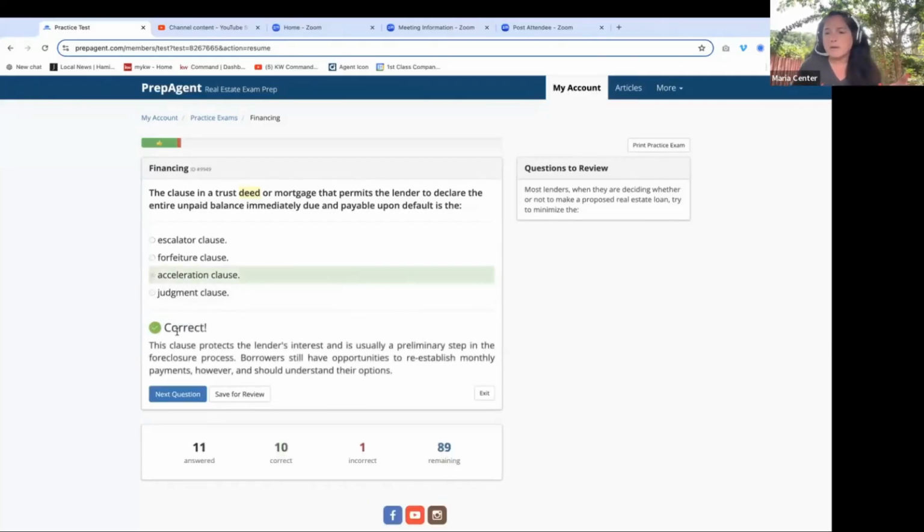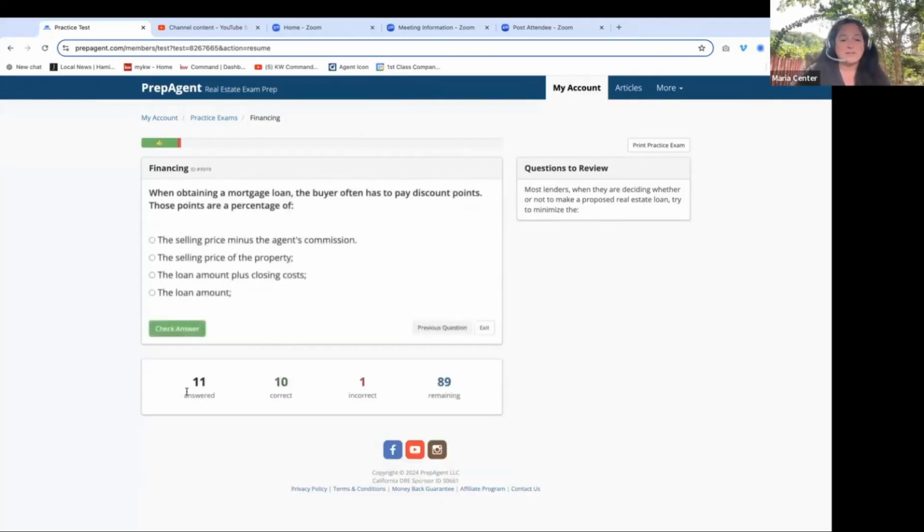Think of it as if I'm driving a car and I hit the gas and I speed up, I'm accelerating, right? So that acceleration clause is important because it protects the lender. If we break the agreement with them, then they could call the whole loan due at once, speed everything up and say, hey, we want to get paid now. We're not going to keep playing around with you. We're accelerating this loan.